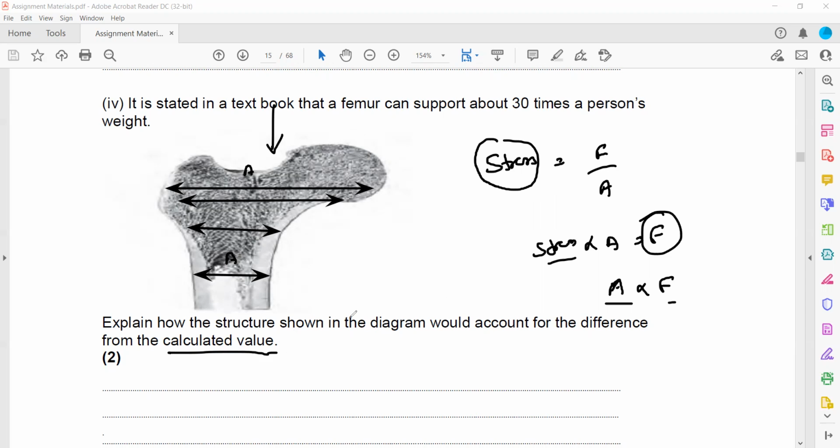So how does the structure shown in the diagram account for the difference from the calculated value? What is the reason why the calculated values are different? The effective area for the cortical bone is not the same as what we used in the previous calculation. So the effective area is less. If the effective area decreases, the force which it can bear will also decrease when the stress remains constant. Is this question clear?